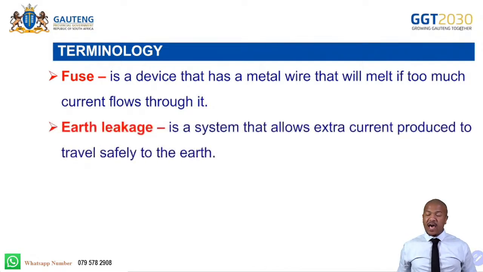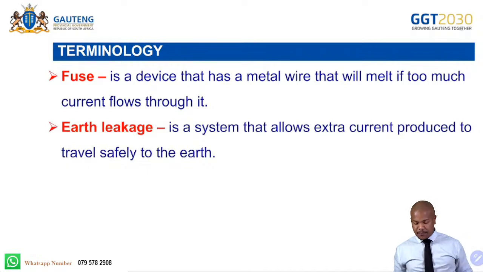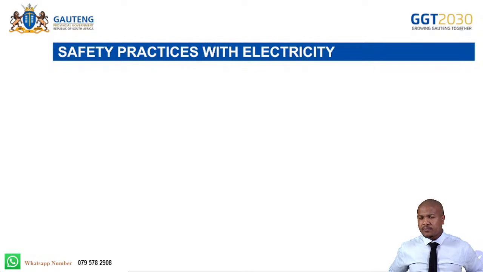We also have earth leakage. An earth leakage is a system that allows extra current produced to travel safely to the earth.